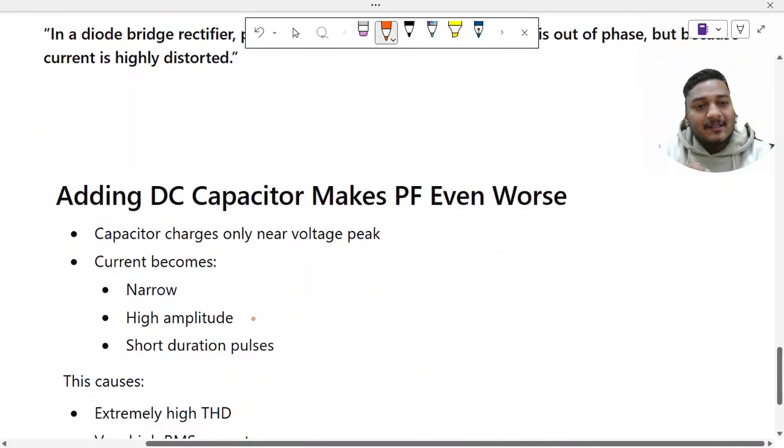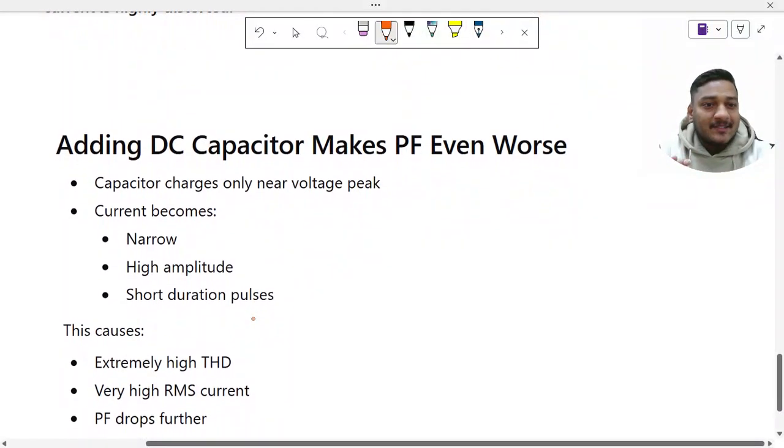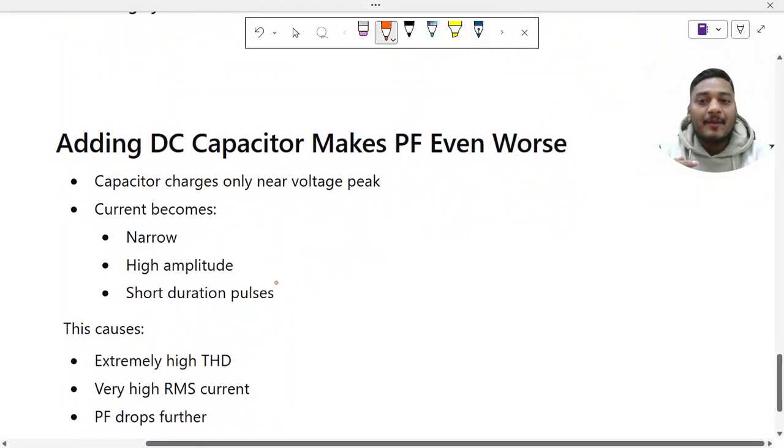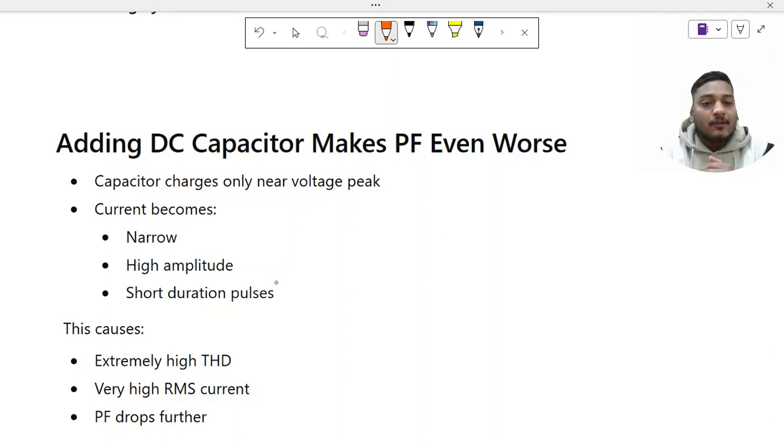Another reason is that the addition of the DC capacitor makes the power factor even worse. Okay, now after this lecture we are going to learn about the diode bridge boost PFC. In boost PFC you might have seen that after the diode bridge we don't put a capacitor. Why? Because the capacitor is at the output side, after the power factor correction circuit.